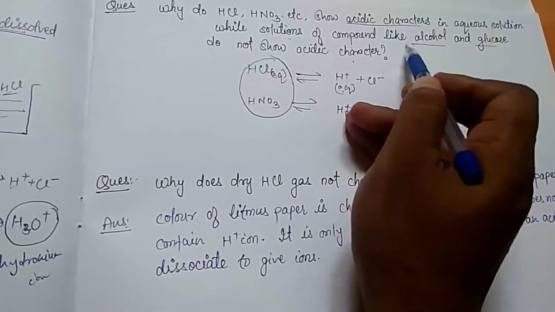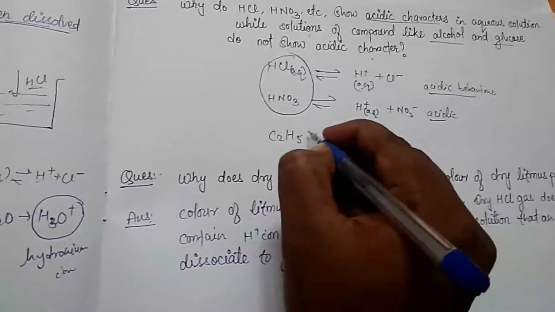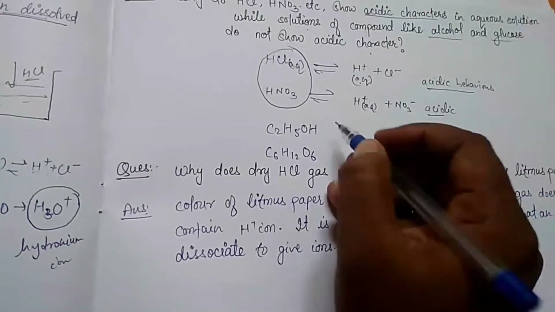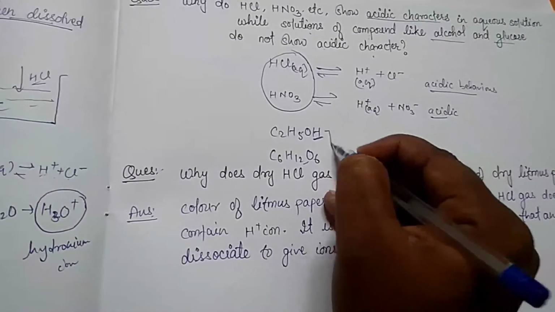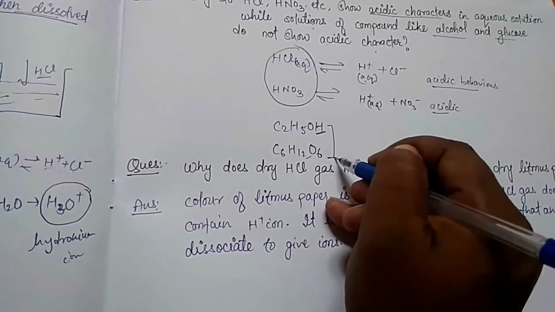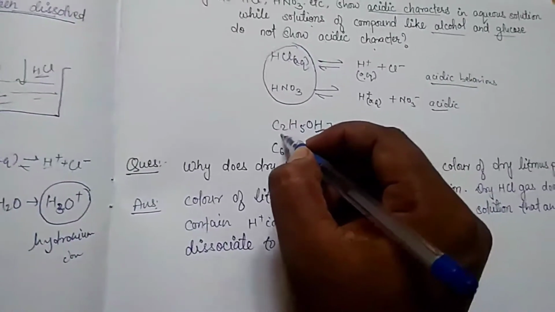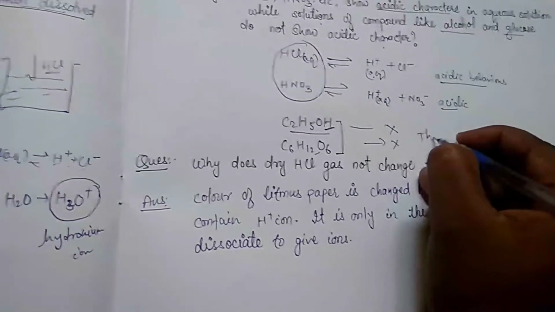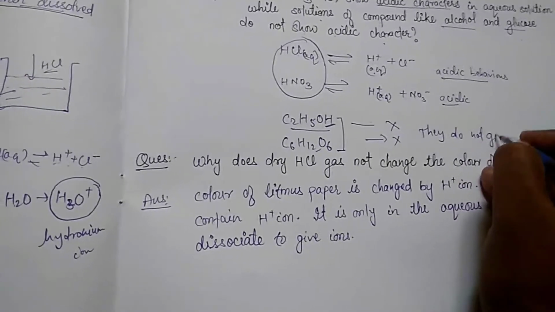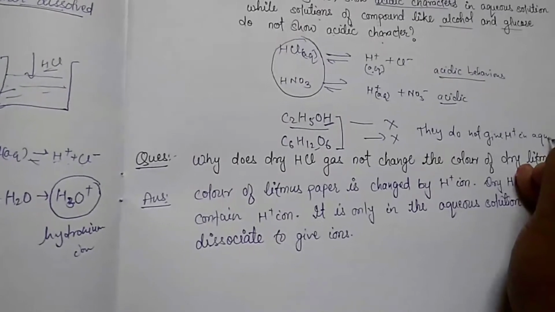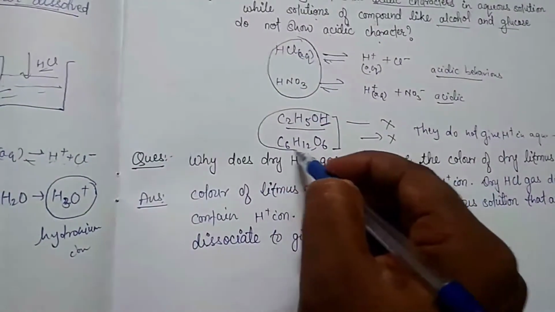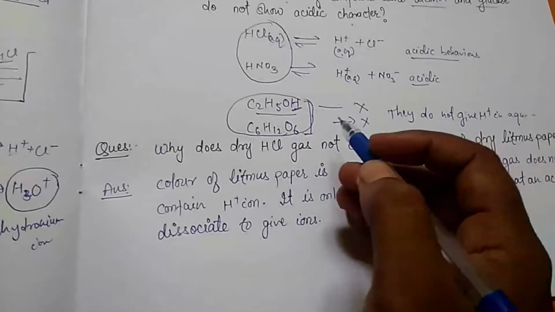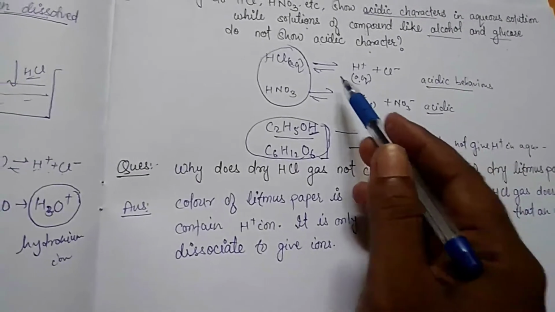Now, solutions of compounds like alcohol, see children, suppose this is ethyl alcohol and C6H12O6, this is glucose, children. Although having hydrogen, why can these compounds not conduct electricity and not show acidic behavior? This is the question, children. Keep in your mind that when these compounds dissolve in water, they do not dissociate into hydrogen ion. So they do not give hydrogen ion in aqueous solution. That is why this type of compound, although having hydrogen, does not show acidic character. Easy, children? Now you have understood that only those compounds will show acidic character if they dissociate and give hydrogen ion.